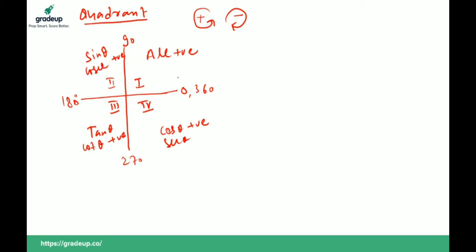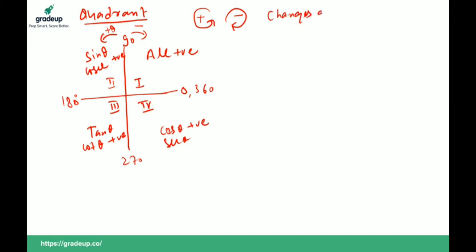Now, guys, if you add any acute angle in this, you will always fall into second quadrant. And if any acute angle is subtracted from 90, you will always fall in quadrant 1.